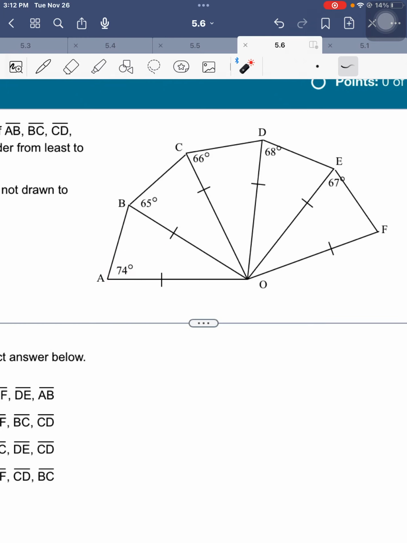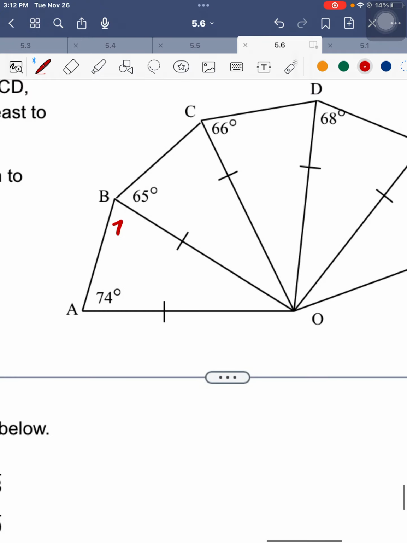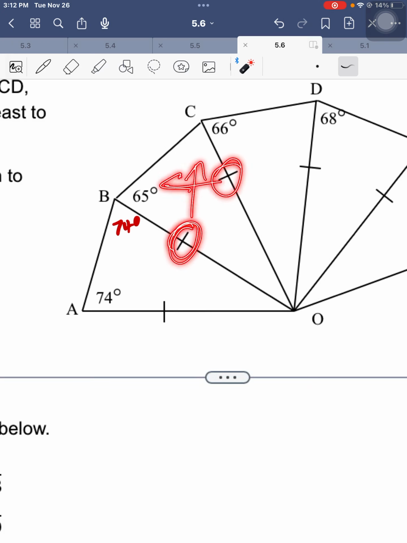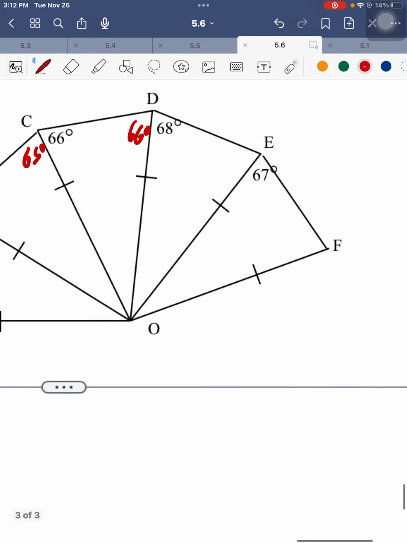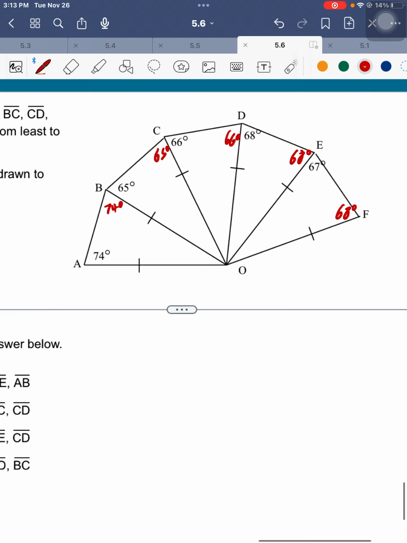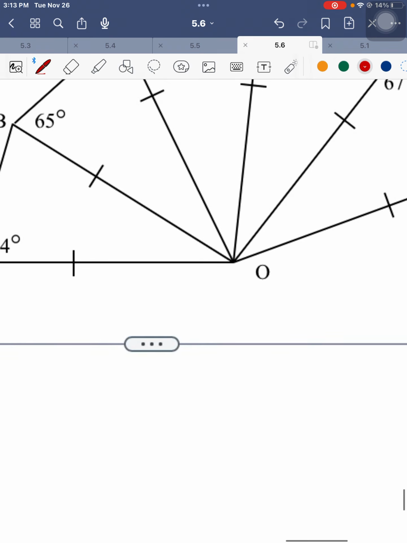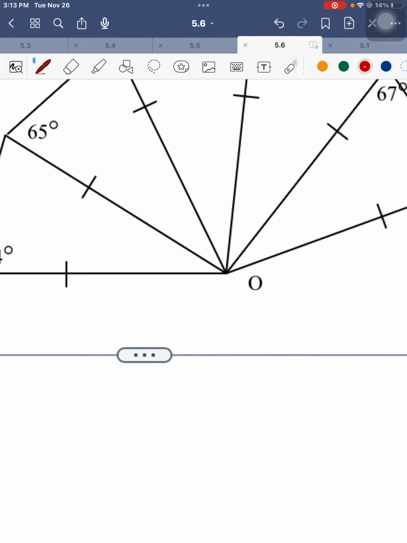So what do I know? If this is 74, what do you think this angle has to be? 74 as well. So once again, look here. Angle, side, opposite, opposite. If this is 65, what does this have to be? 65. This has to be 66. This has to be 68. And this has to be 67. So now, what is the only angle left I have to find?